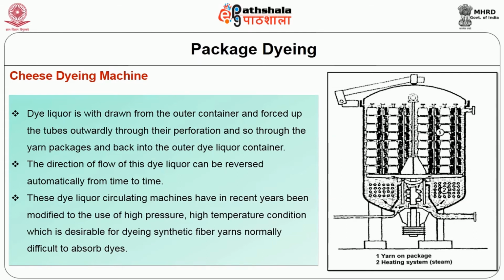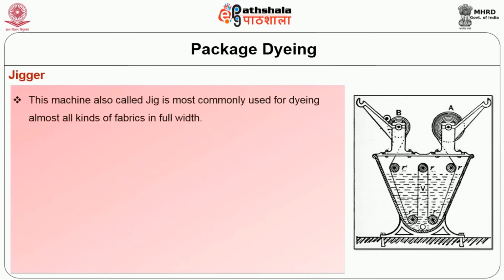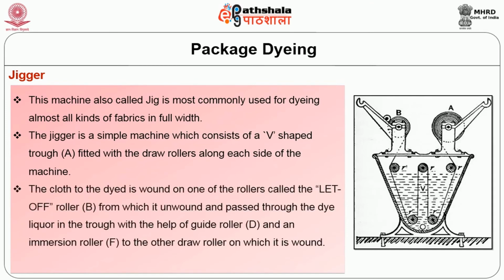Fabric dyeing machines. The first one is the jigger. This machine, also called jig, is most commonly used for dyeing almost all kinds of fabric in full width. The jigger is a simple machine which consists of a V-shaped trough A fitted with draw rollers along each side of the machine. The cloth to be dyed is wound on one of the rollers called the let-off roller B, from which it is unwound and passed through the dye liquor in the trough with the help of guide roller D and an immersion roller F to the other draw roller on which it is wound.